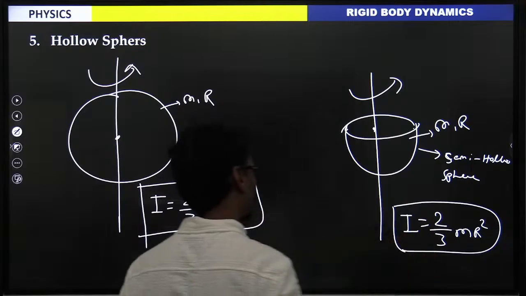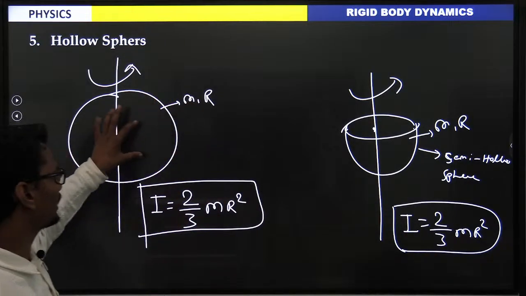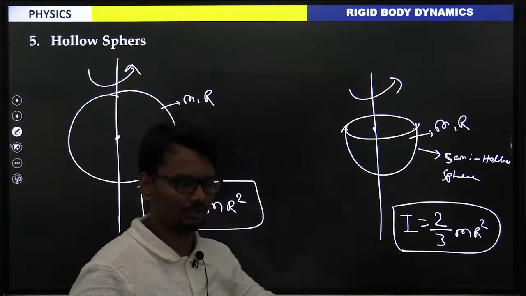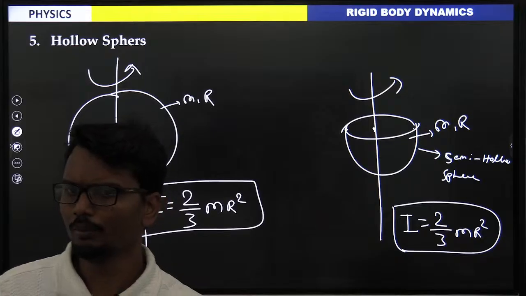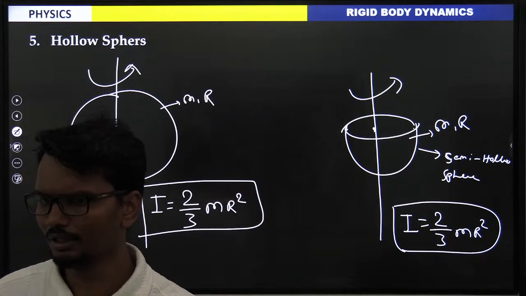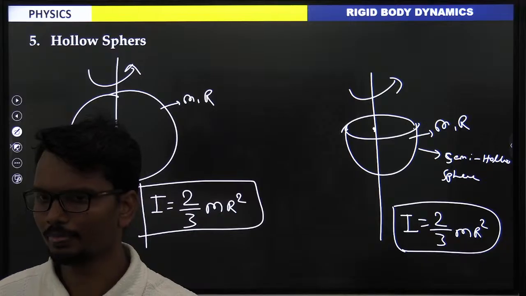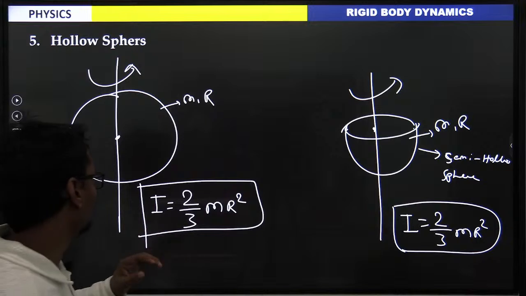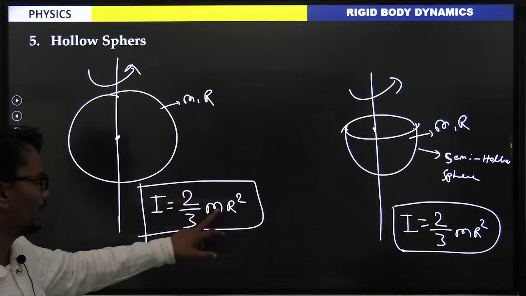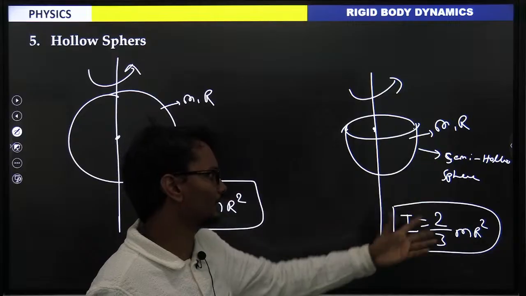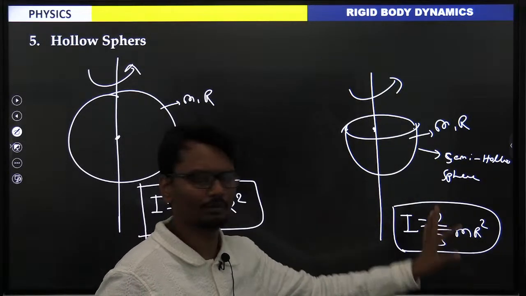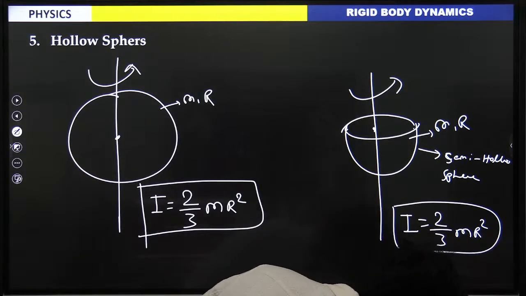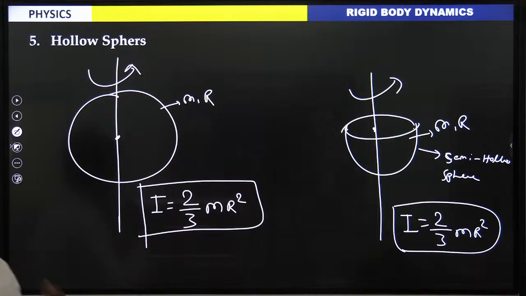Why am I able to write the same thing? Because this object has mass m and radius r. This is a semi hollow sphere, but the mass is m and the radius is r. And in the previous class I already explained, moment of inertia depends on the mass distributed about the axis of rotation. So for the full part the moment of inertia is 2 by 3 mr square, and the half part having mass m and radius r, the moment of inertia will be the same, 2 by 3 mr square. I think this is clear to all of you for the hollow object.